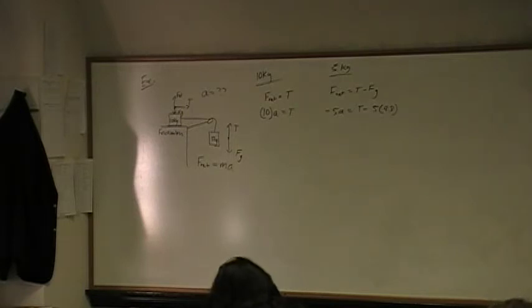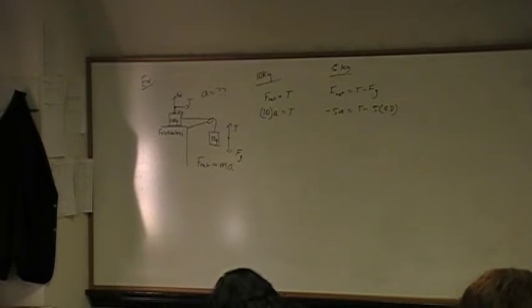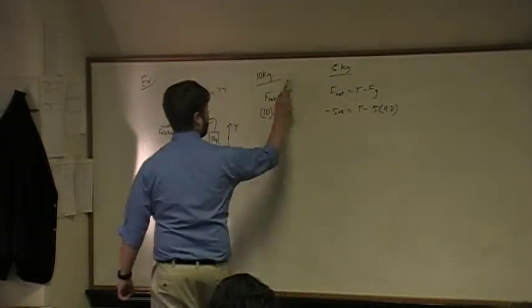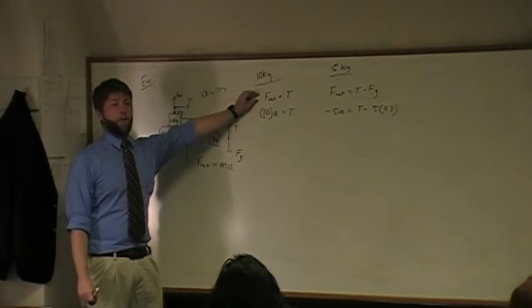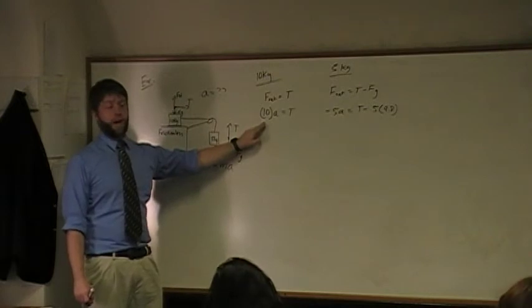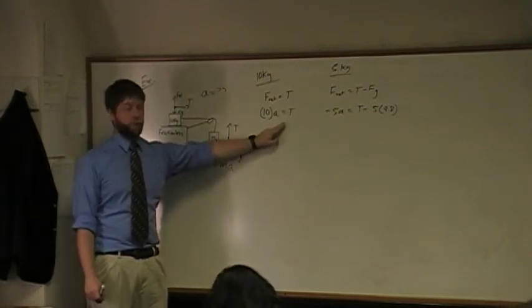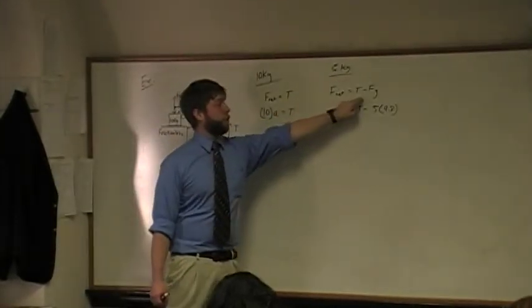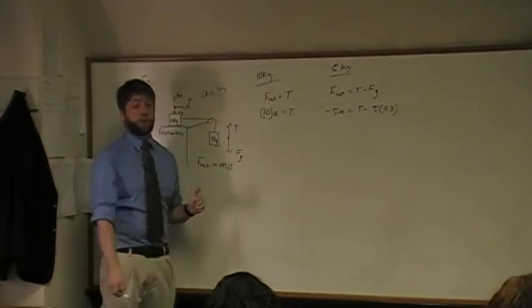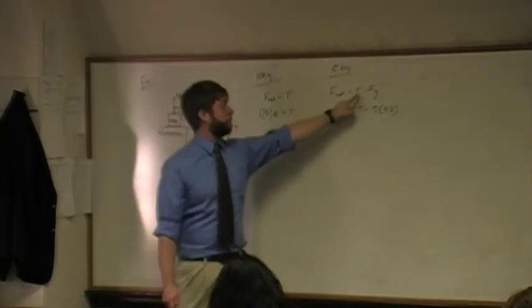I told you T doesn't cancel out. There's T everywhere. Now notice what I did here. I set up two net force equations: the net force on the 10 kilogram mass and the net force on the 5 kilogram mass. For the 10 kilogram mass, the only force acting on it is tension, right? Yeah. But we don't really know what that is. So I have the mass of the object, 10, times its acceleration is equal to the tension. Everybody okay with that? Yeah. For the 5 kilogram mass, there's two forces, and they're in opposite directions, so I'm going to subtract them. Tension's acting up, gravity's acting down.